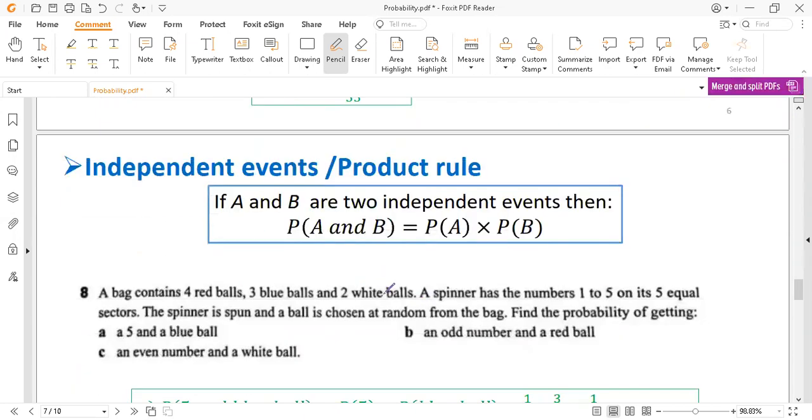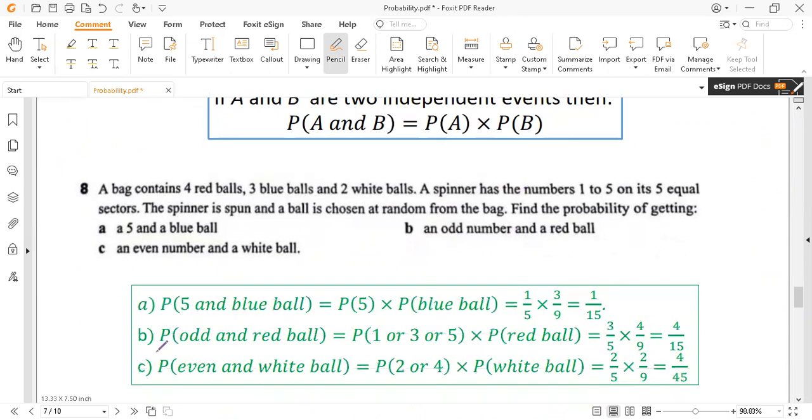It is easy. We should know if we have a multi-stage experiment with independent events, so we can use the product rule. So we should know if A and B are 2 independent events. What do we mean by 2 independent events? The result of the first event doesn't influence the result of the second event or experiment. So normally in this way, the probability of A and B is equal to the probability of A times the probability of B.